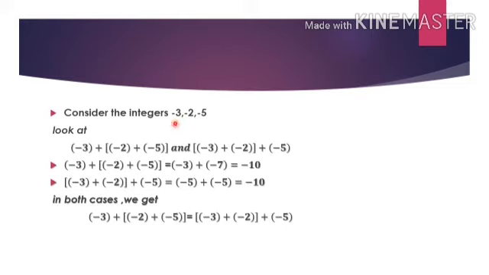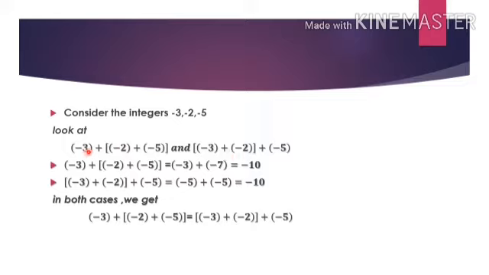Okay, now consider another case. Now we consider the negative integers minus 3, minus 2, minus 5. Negative integers are also integers. Now we add these integers: minus 3 plus (minus 2 plus minus 5) and (minus 3 plus minus 2) plus minus 5. In the first case, we add the second and third integer, then the first, and in the second case, we add the first and second integer, then the third one. One thing, the negative integers must have a bracket.